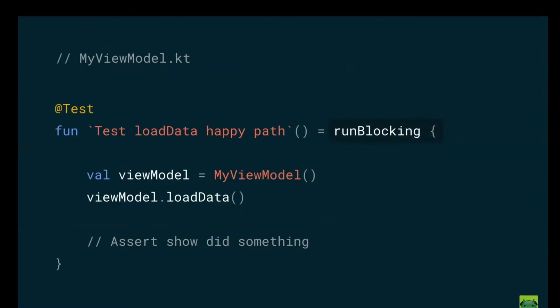You can test this using runBlocking. RunBlocking is a method from the coroutines library that is going to start a coroutine and it's going to block the thread where it's being called until everything finishes, until the block of code finishes. So in this case, we can create a view model instance and call loadData, and loadData is going to be executed synchronously. And so we can make sure that the next line after loadData means that loadData has finished doing everything. So now we can assert that show did something. That was quite easy, right?